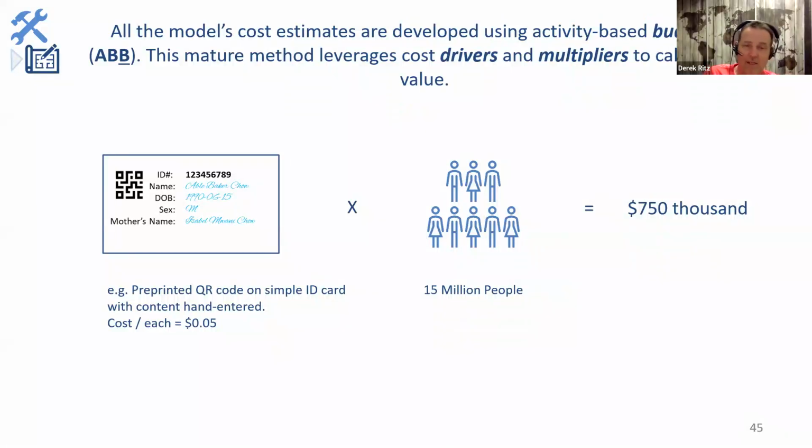So if they cost 5 cents each, which is about what these things cost, and you have 15 million people, then you just multiply one times the other, and that's how activity-based budgeting works. So leveraging this idea of a card, if they're $5 each instead of 5 cents each, then instead of it being 750,000, it's 7.5 million. Nope, it's 75 million. So something that costs $5 instead of 5 cents means this is 75 million instead of 750,000.